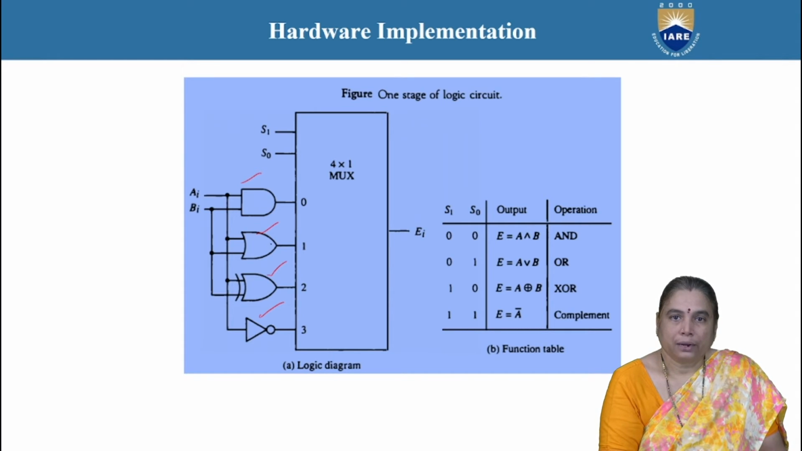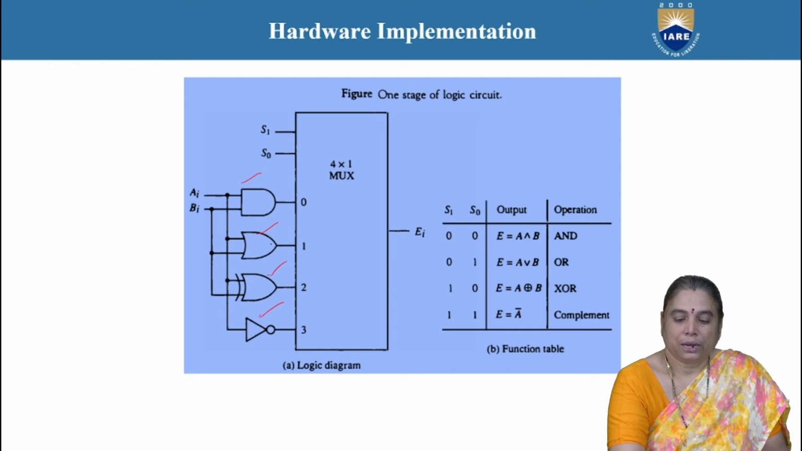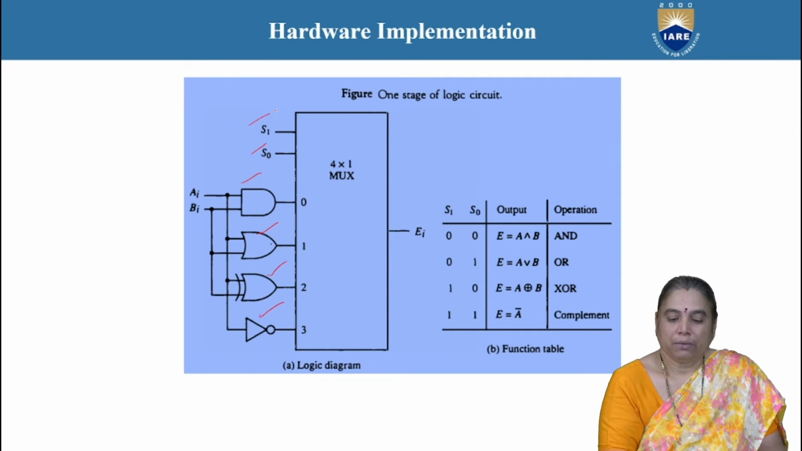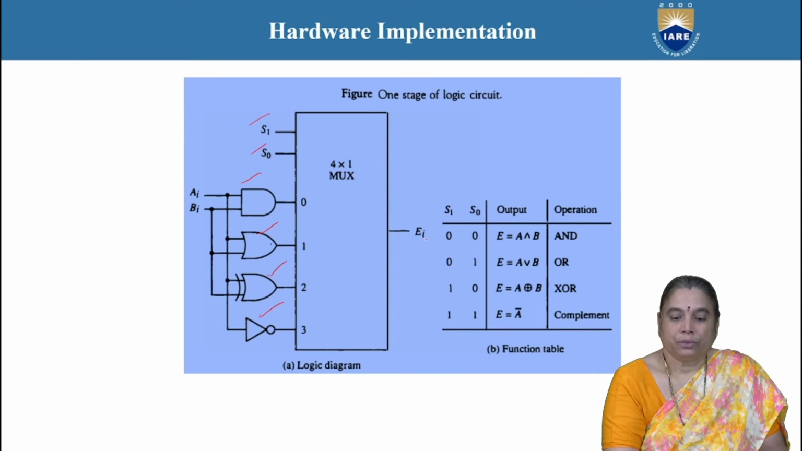For these 4 logic micro operations, in order to select the gates, 2 control inputs are required. Those selection lines are S0 and S1. They are given to a 4x1 multiplexer, and the output is taken as E i. So this is the representation of one stage of the logic circuit.